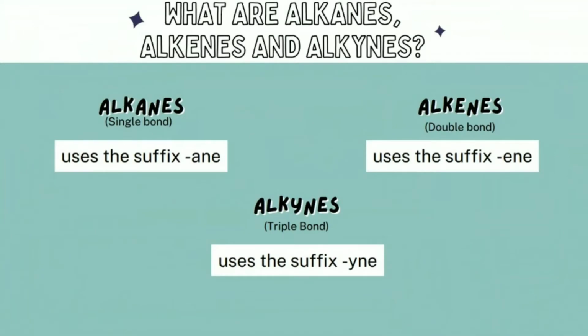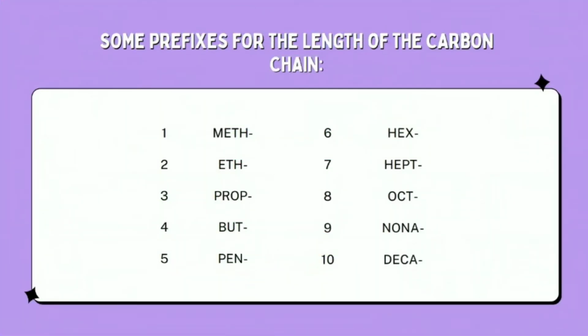An alkane is a single carbon bond and it uses the suffix "ane". An alkene is a double carbon bond that uses the suffix "ene". An alkyne is a triple carbon bond that uses the suffix "-yne". Now here is the table of prefixes that will be helpful later. These prefixes are used depending on the length of the carbon chain.